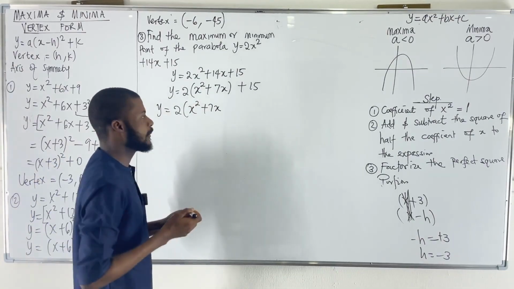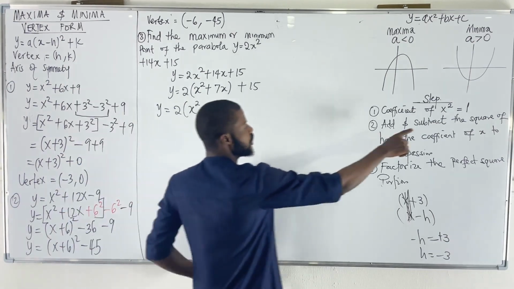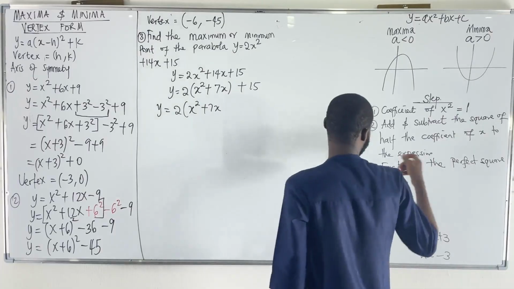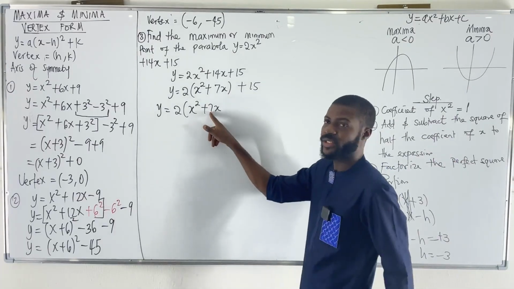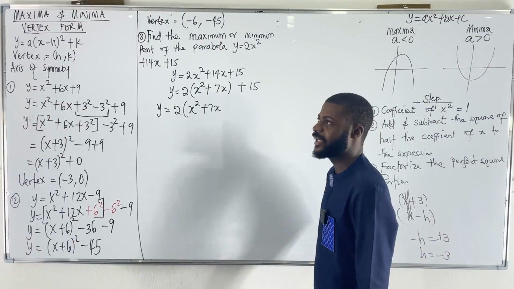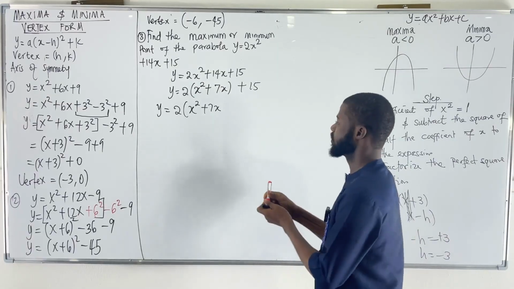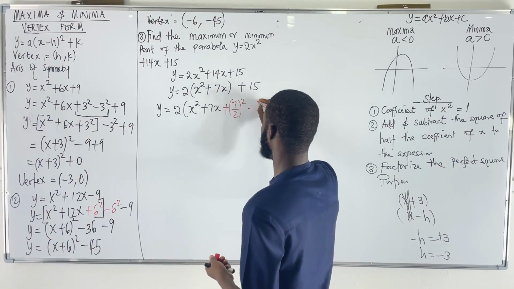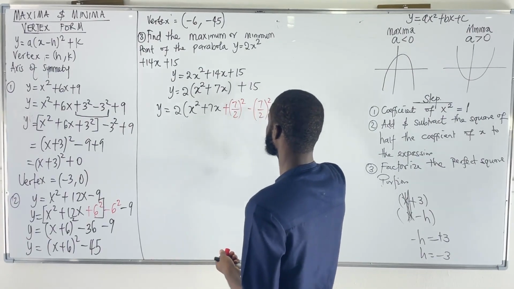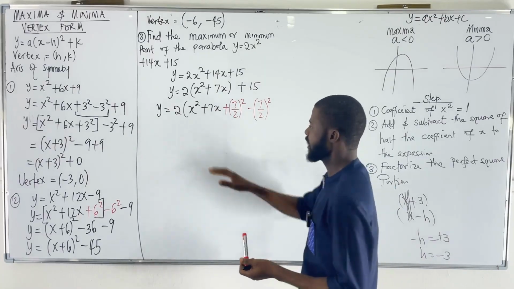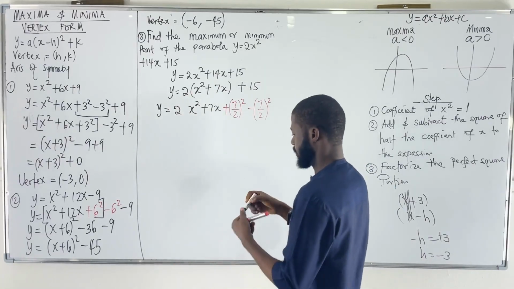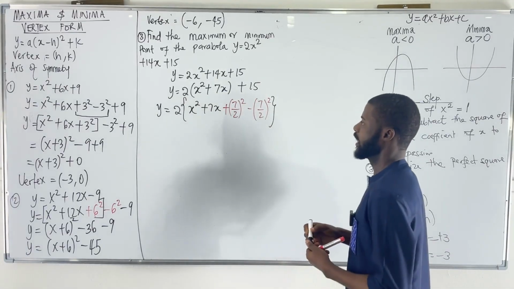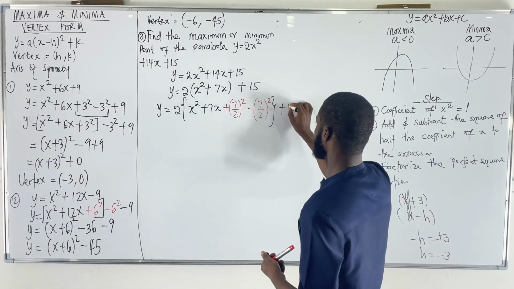Now, what is the next thing I'm going to add? I'm going to add the square of half the coefficient of x. But first of all, what is that coefficient of x here? It's 7. So I'm going to be saying plus 7 over 2 squared minus 7 over 2 squared. Sorry, let me put curly brackets. And then I'm going to put my plus 15.